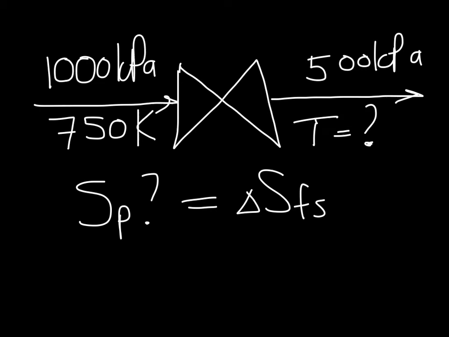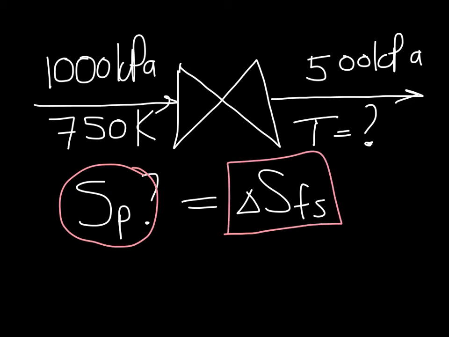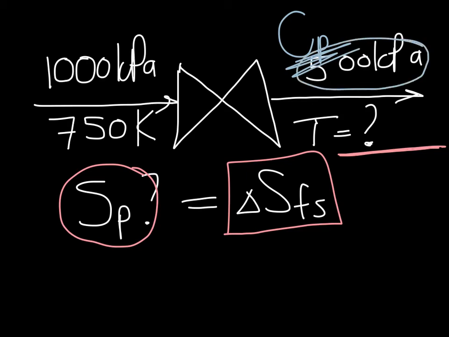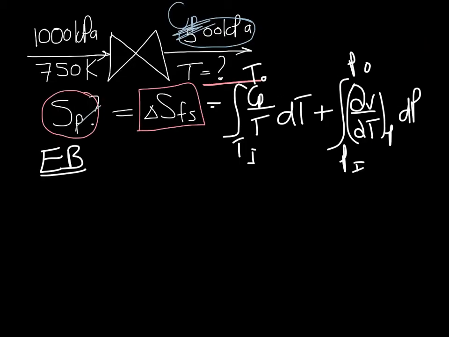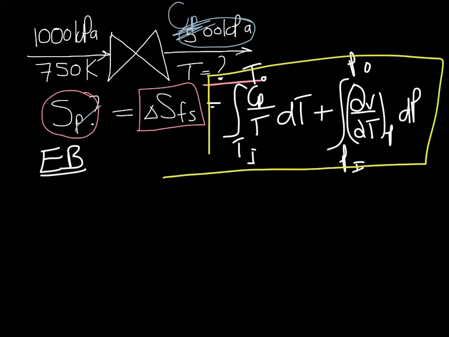Here we are asked to calculate the entropy produced over the throttling valve. Our entropy balance tells us that it's equal to the change in state of entropy of the flowing streams. So, information given, we do not know this temperature. In addition, we are restricted by the path that we can use because we only know the Cp value at 500 kilopascals.